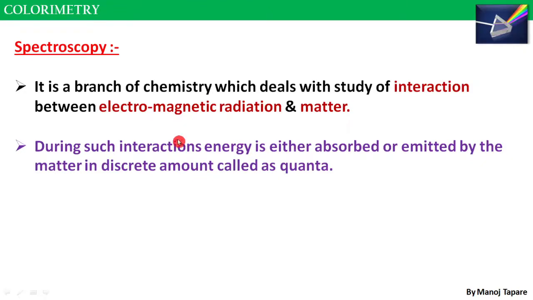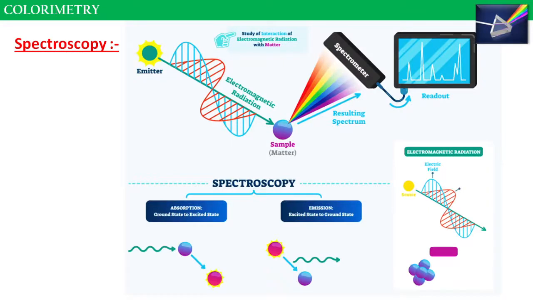Now what is spectroscopy? Spectroscopy is a branch of chemistry which deals with the study of interaction between electromagnetic radiation and matter. During such interaction, energy is either absorbed or emitted by the atoms or molecules present in the sample, in the form of small energy packets called quanta. Now, for example, how does spectroscopy work?